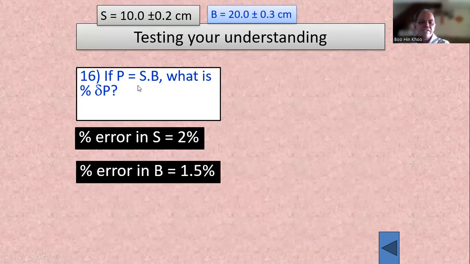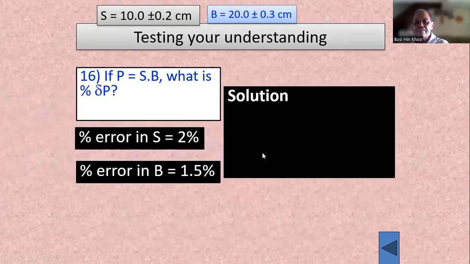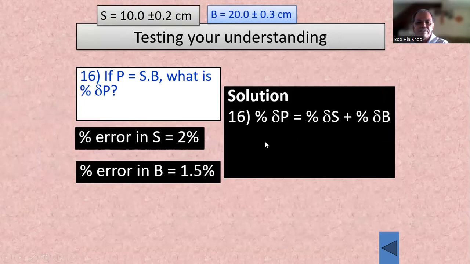So now we want to find, there's your S, there's your B from the previous slide. What's the percentage error in delta P? Solution. Remember, we add the percentage errors. Percentage in S, percentage in B. 2 plus 1.5 is 3.5%.